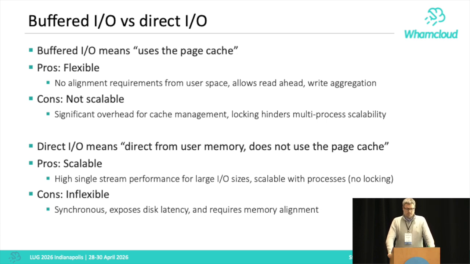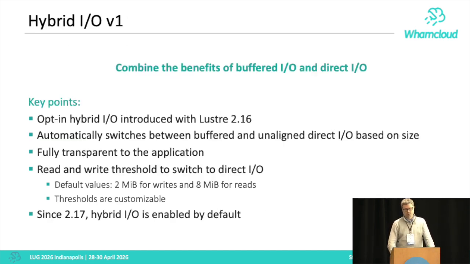For direct I/O, this means going directly from user memory, and it bypasses the page cache. Because it bypasses the page cache, there's no locking involved here, and it scales quite well for large I/O sizes. But at the same time, especially for small I/O sizes, you really expose the latency of the disk. This is why it's so slow. It requires memory alignment that users need to take care of, so it's not as flexible. And so hybrid I/O tries to do the best of both worlds here. V1 was exactly that.